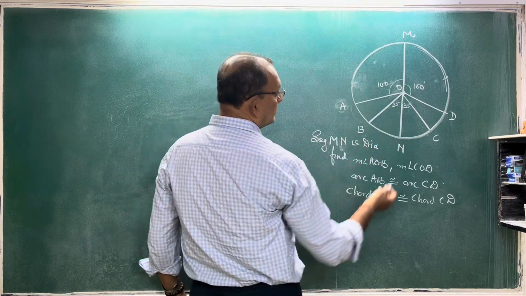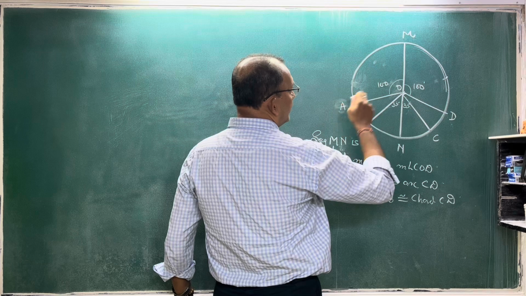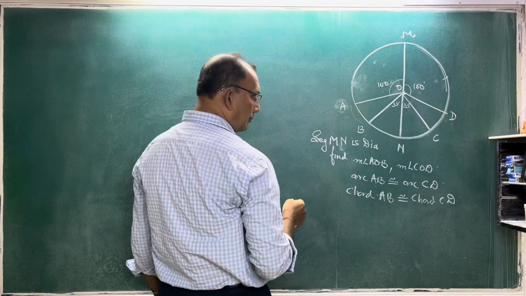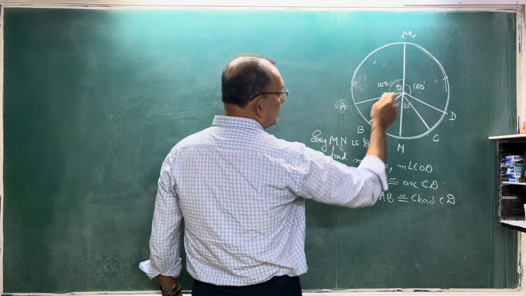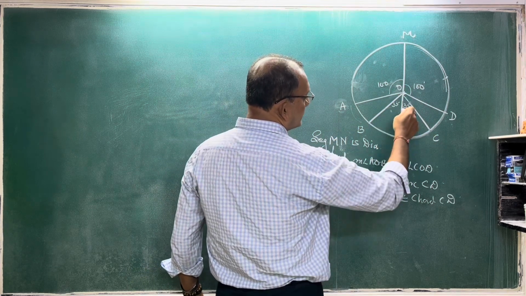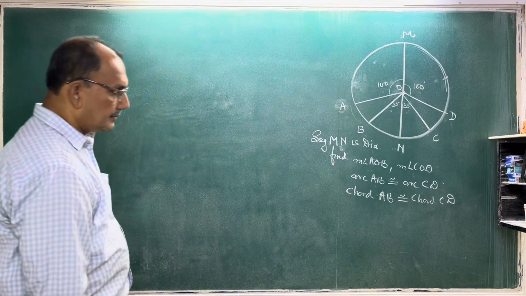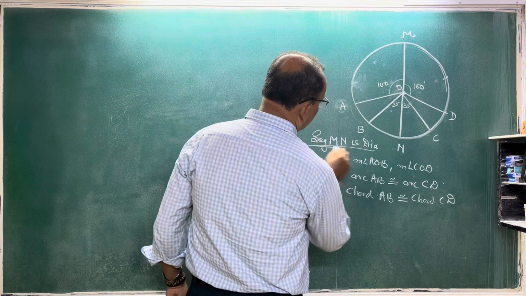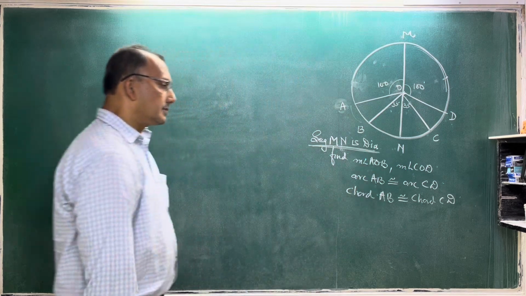According to the figure, angle MOA is 100, angle MOD is 100. One more information, angle BON is 35, angle CON is also 35. But children, nice information for us. MN is a diameter. Correct?